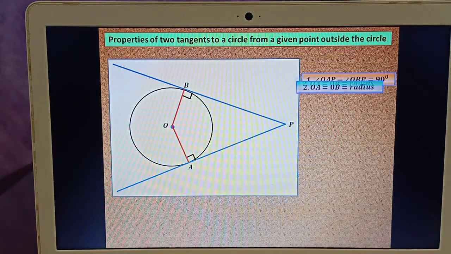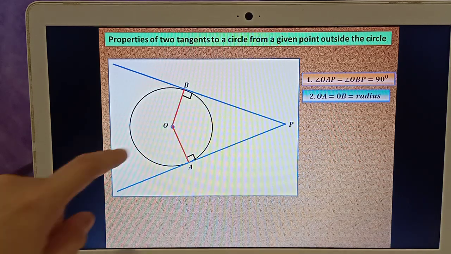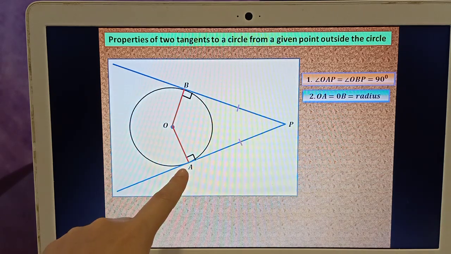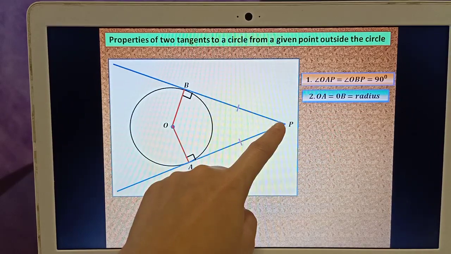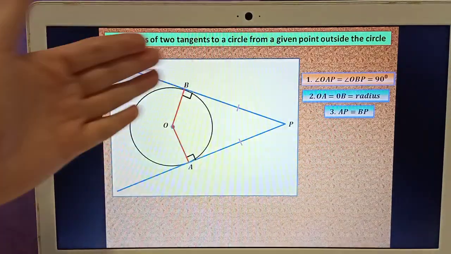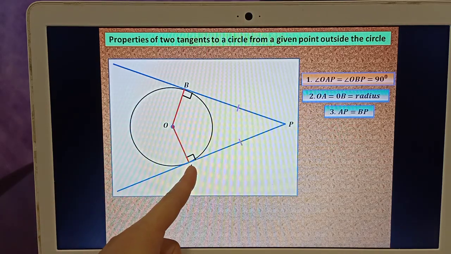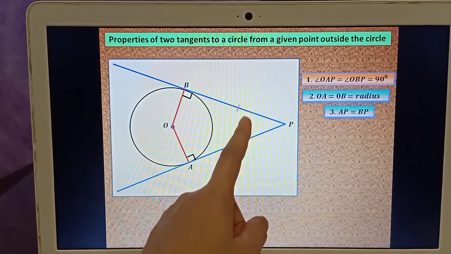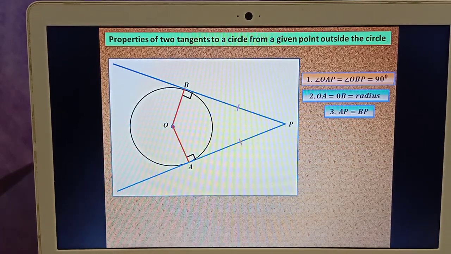For the next one, OA is equal to OB. Why? Because OA and OB are the radius of the circle. So of course they are equal, right? Next, line AP and line BP are equal. If this is the case, then you can make the conclusion that line AP and line BP are equal. That's why I use the two small lines here to denote their equality.